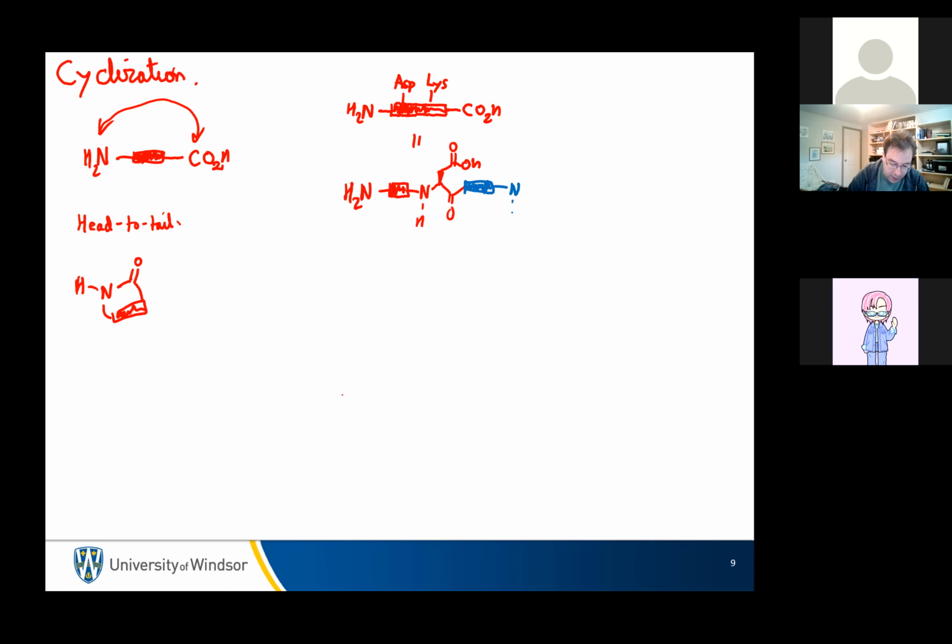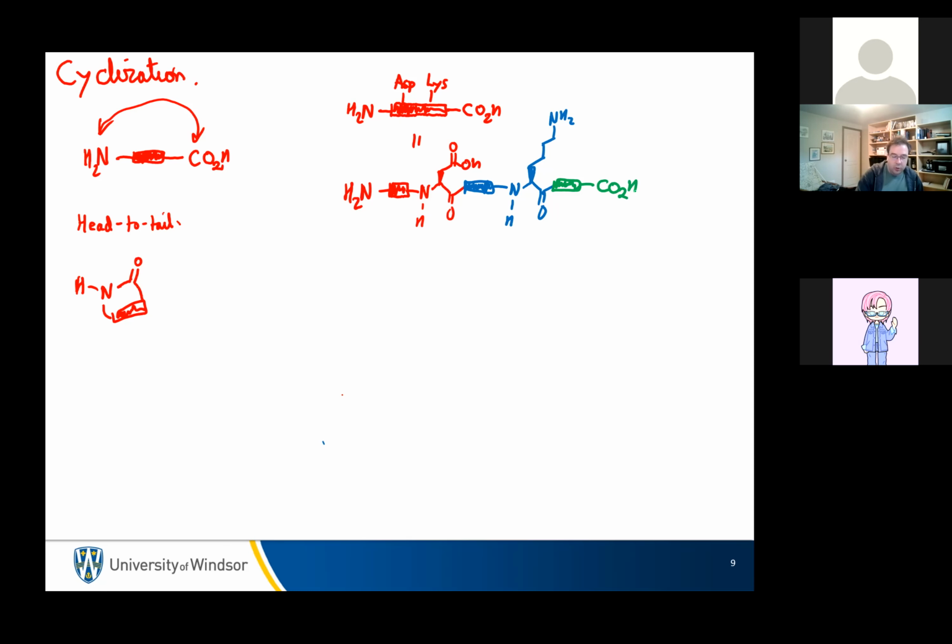Let's say we have our lysine. Lots of other residues in here: 1, 2, 3, 4. So we have an N terminus, we have a C terminus, we have an internal nitrogen, an amine, we have an internal acid. There's nothing stopping us doing different types of cyclization.